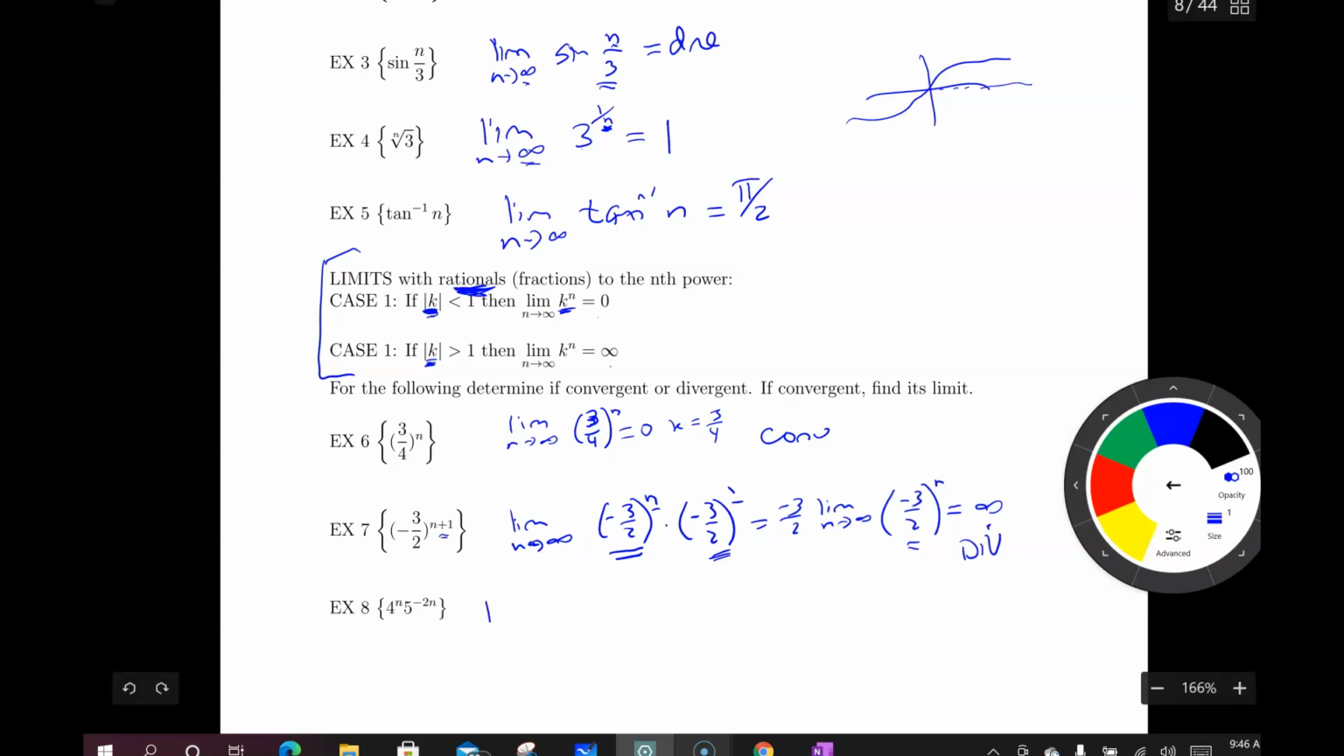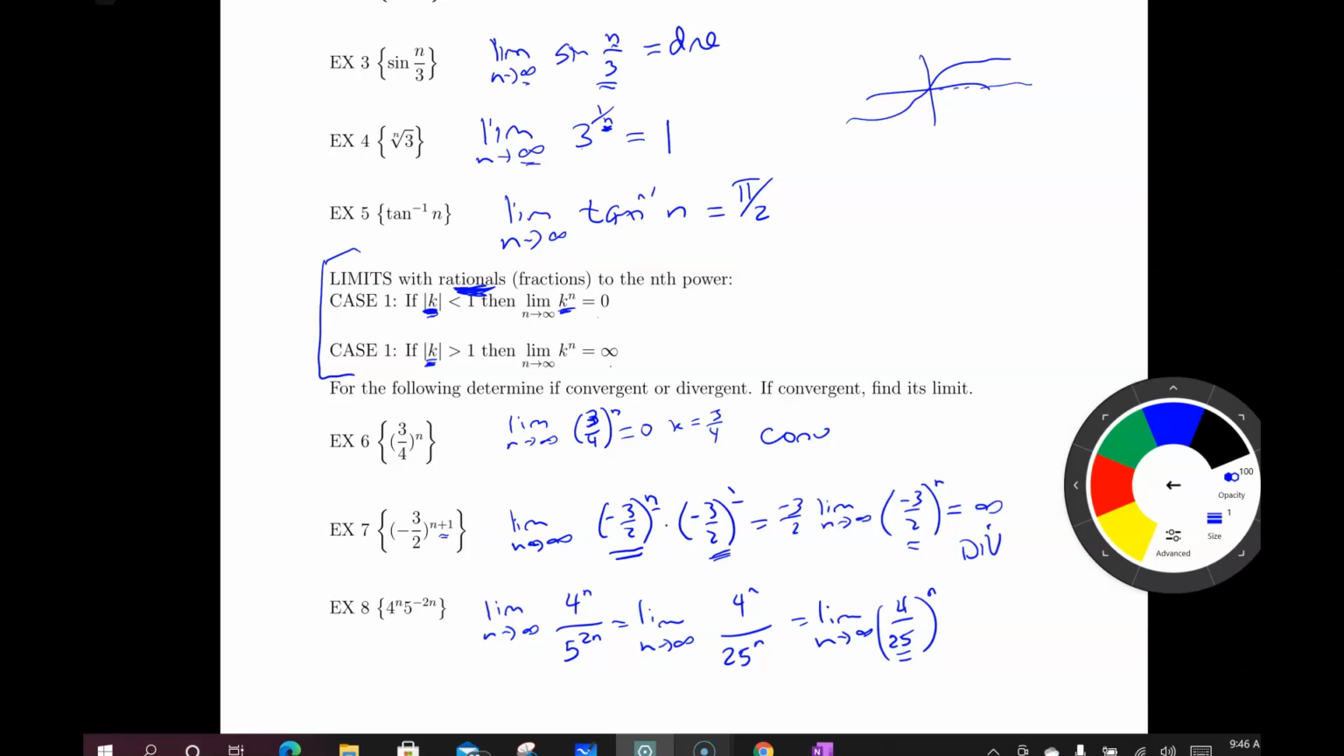This one here, a little bit of work needs to be done, so just a little bit of exponent work. I'm always going to suggest that you put the negative exponents in the denominator, and then I'm going to take another step and make it a number to the nth power. So I have 4/25 all to the nth power. So here my k is 4/25, so that gets us in this situation, and so I can see that the limit is 0, so it converges.